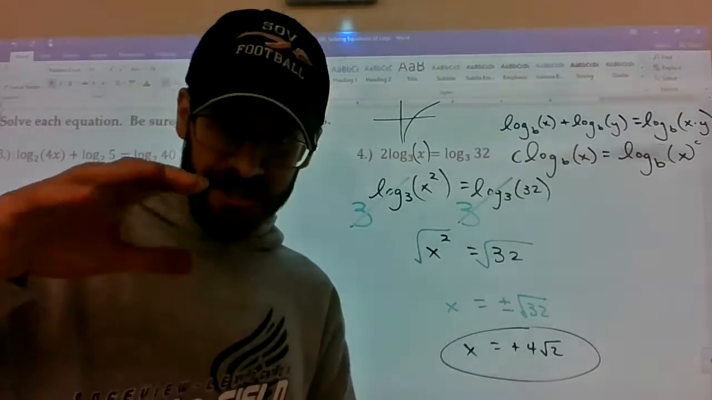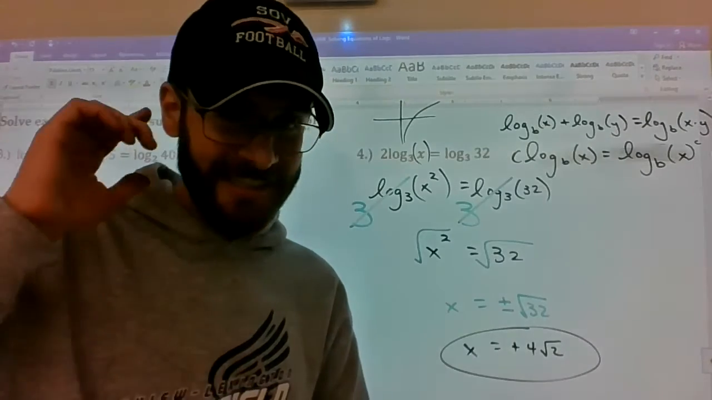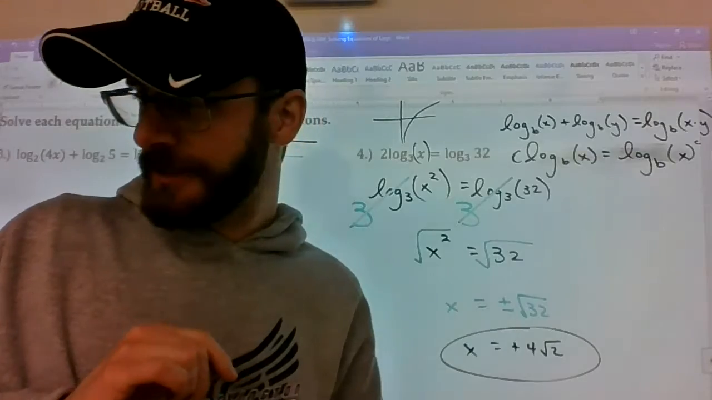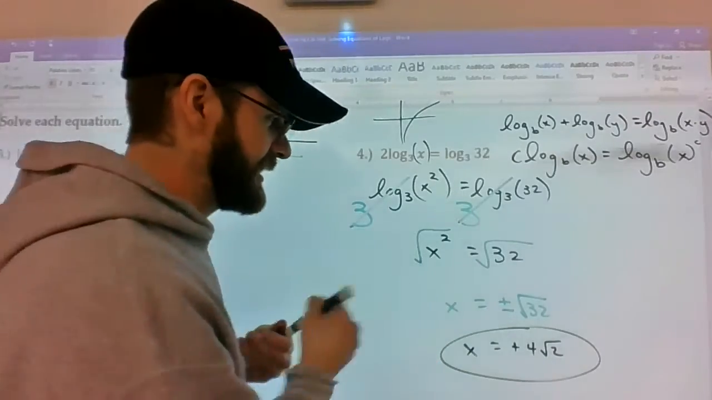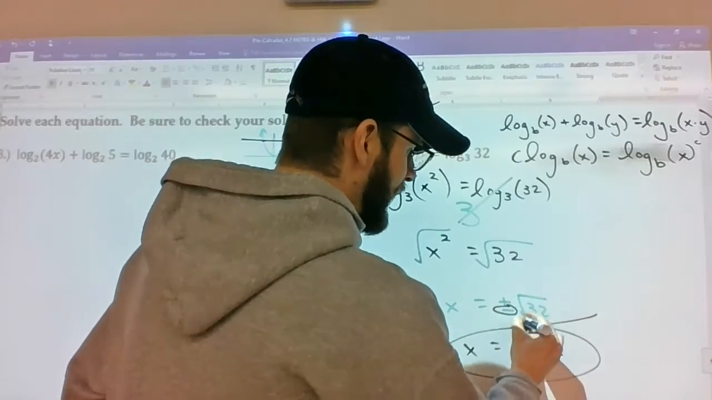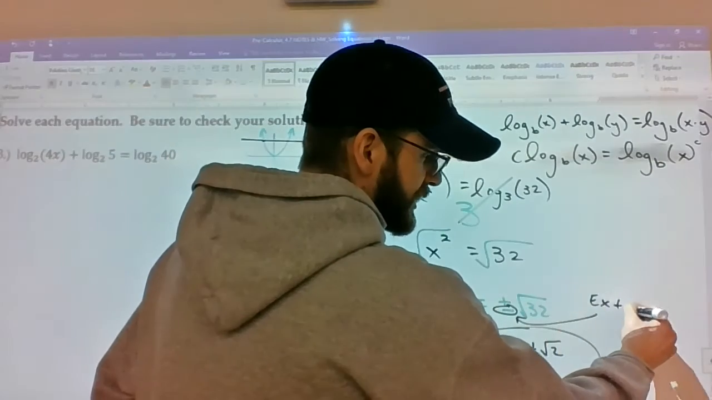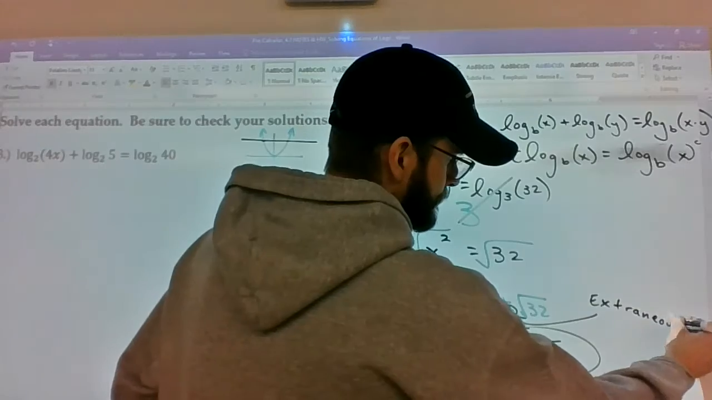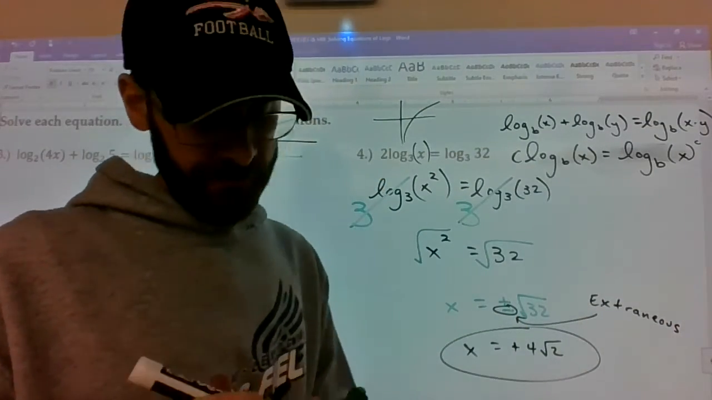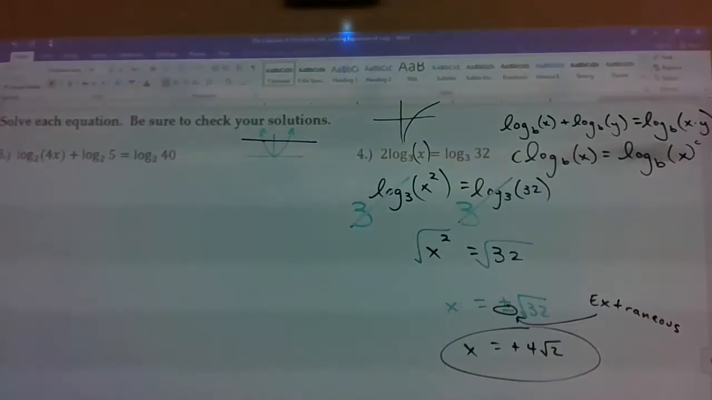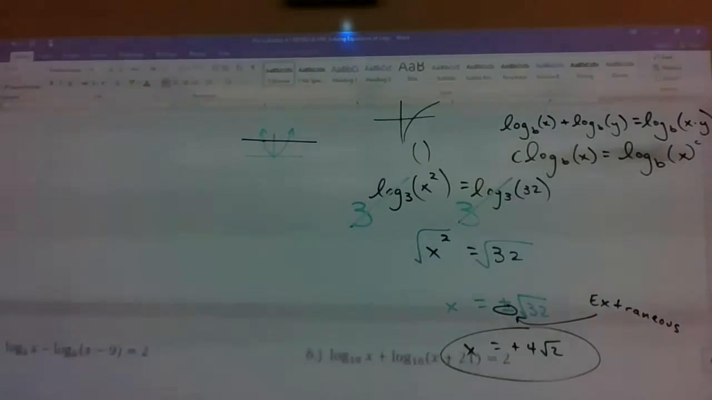If you were just watching the video, make sure you listen to that last explanation because you're going to have to check a lot of these. There's a lot of extraneous solutions. Oh no, they're back. So the negative is an extraneous solution here. And it's not always just negatives. It's whatever makes the log negative. All right, we're having fun.